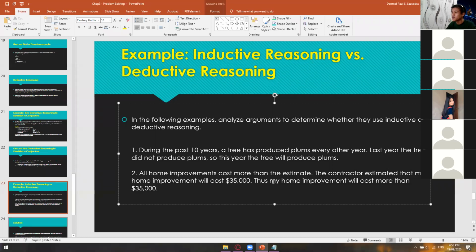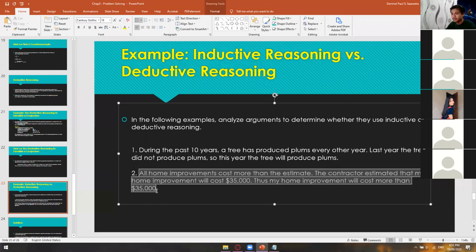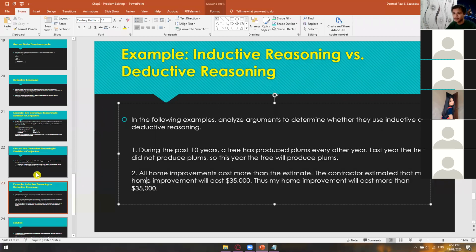Okay. So, kagaya rin dito. So all home, parang proven na lahat ng improvements cost more than the estimate kasi nga, of course, maybe yung labor biglang tumaas, yung mga materyales ang mahal din. Okay. So 100% tataas talaga yan. So that's my home improvement will cost more than $35,000. So pwede maging $40,000, which will make the entire statement true with the use of deductive reasoning.